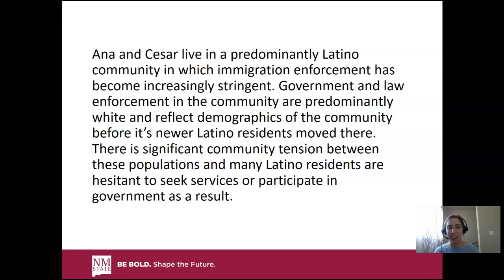They kind of reflect what the community used to look like. And there's a lot of tension between newer Latino residents and the older white residents and folks who tend to have power in the community. So that's the case, right?